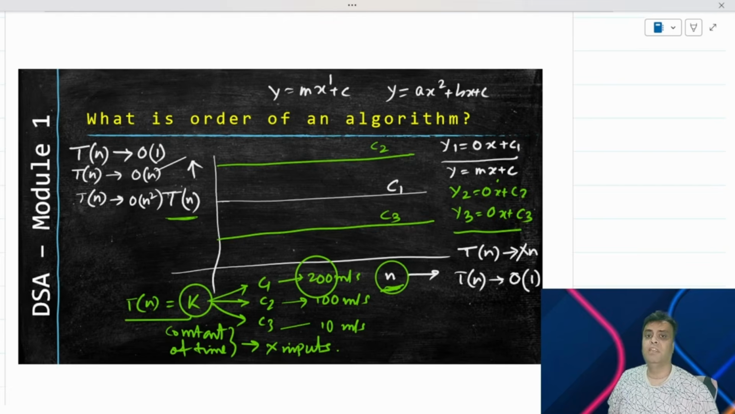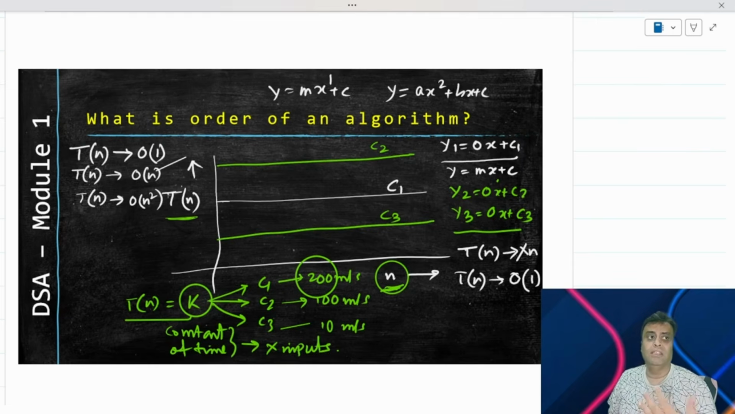Order of time is typically measured by whether you change with the inputs or whether you don't. If you don't change with the inputs, perfectly fine, you are at a constant time, order of 1. If you change with the inputs, then also perfectly fine, then with inputs n, your time tn will actually change. So with inputs, if your time changes, then what will you achieve?